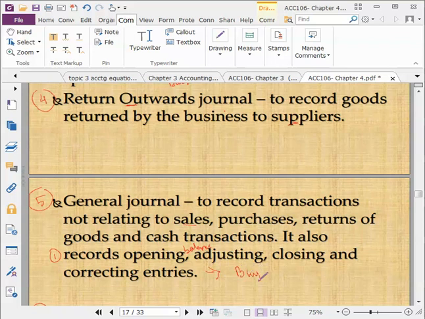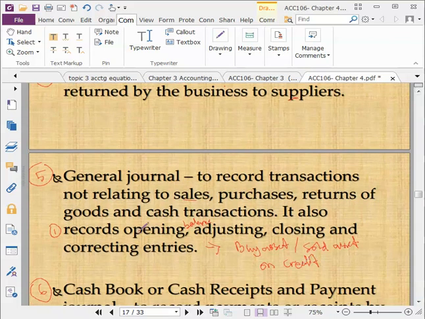Buy or sold asset on credit. Secara hutang, kita jual ataupun beli aset secara hutang, yes, kita akan letak di dekat general journal. Okay, kalau ada drawing pun kita akan letak dekat dalam general journal.